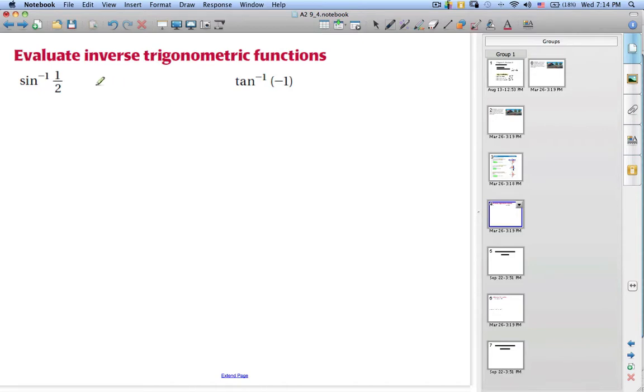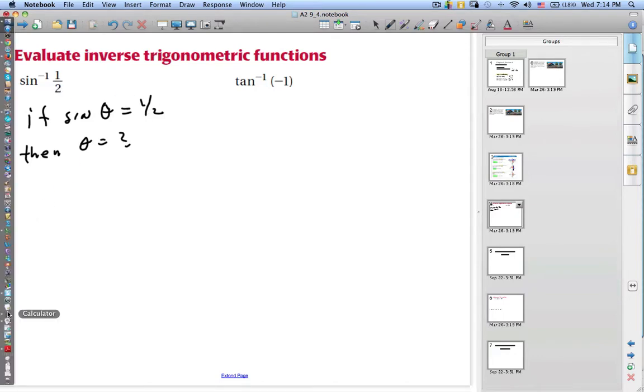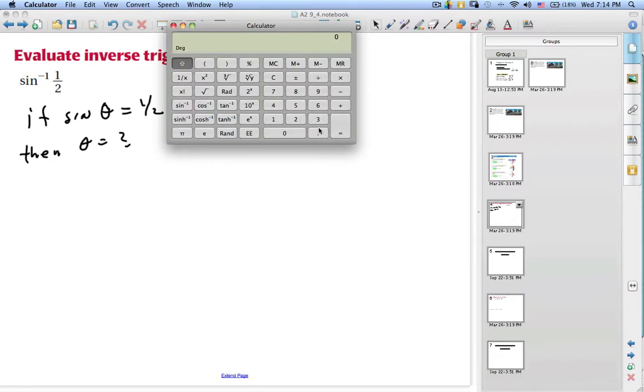If I just want to look at an inverse trig function and find the inverse sine, what this tells me is, if the sine of theta is equal to 1/2, then theta equals what? That's what the inverse trig function allows me to do. If I pull out my calculator and do 0.5 inverse sine, it tells me it's 30 degrees. Okay, and I'm working in degrees.